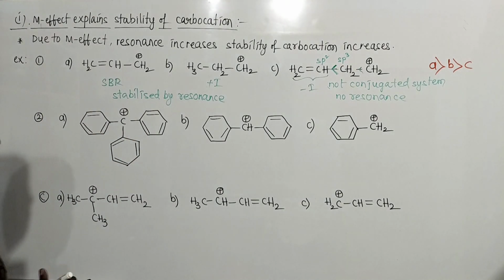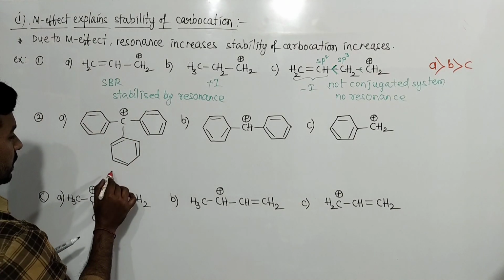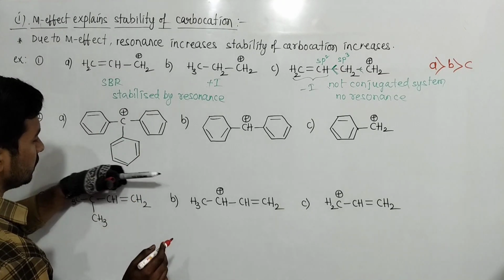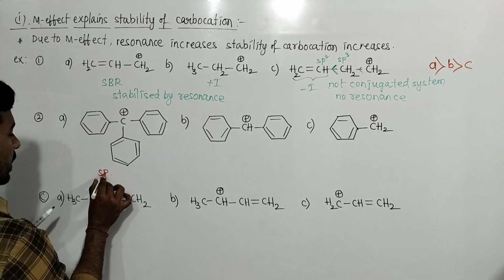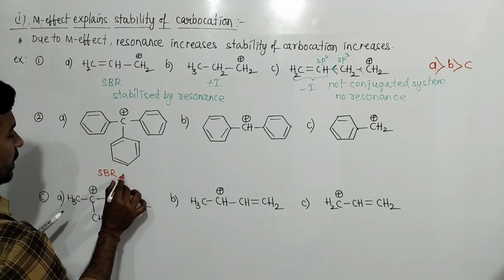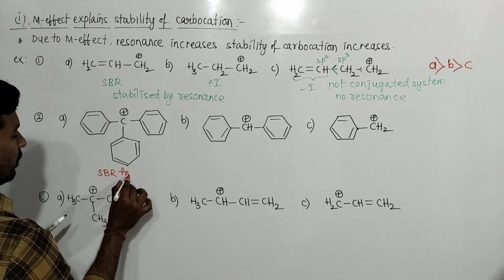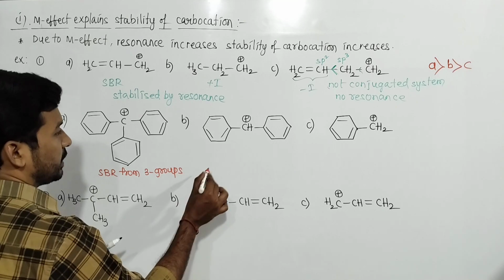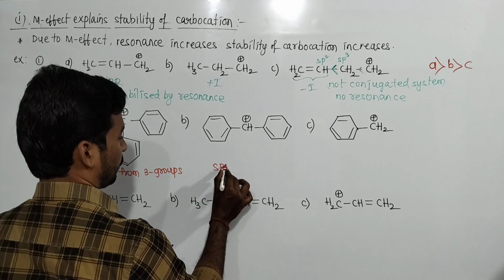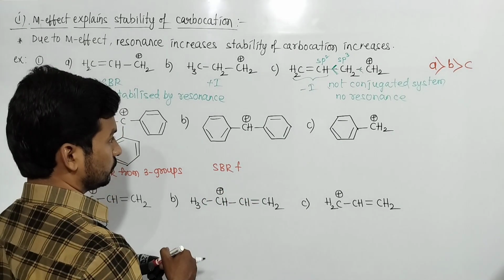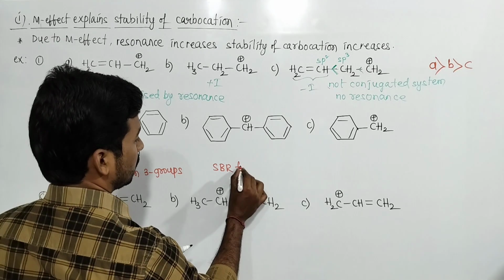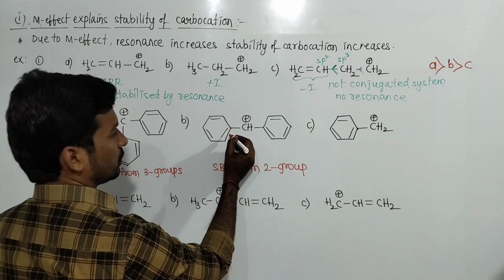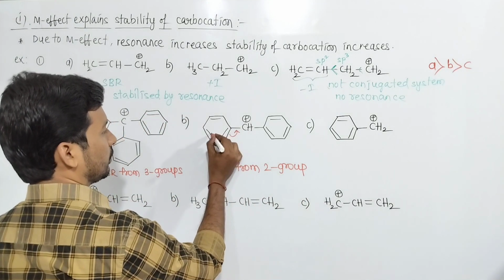Next, case 2. Here how many resonance? 3 resonance. Stabilized by resonance by 3 groups. Here stabilized by resonance from two groups. So like this stabilization.